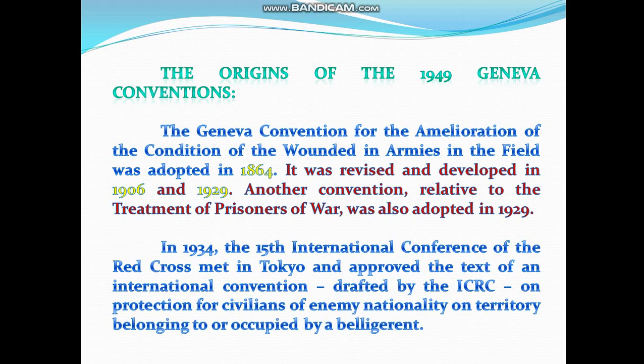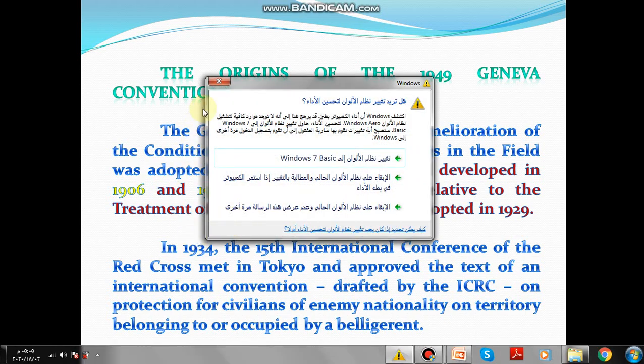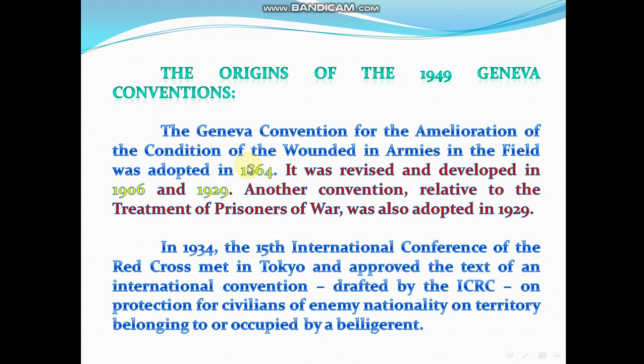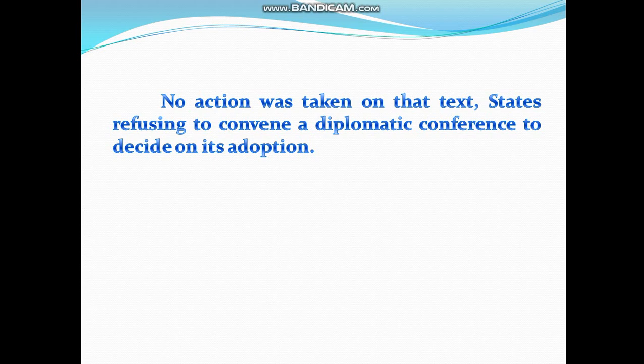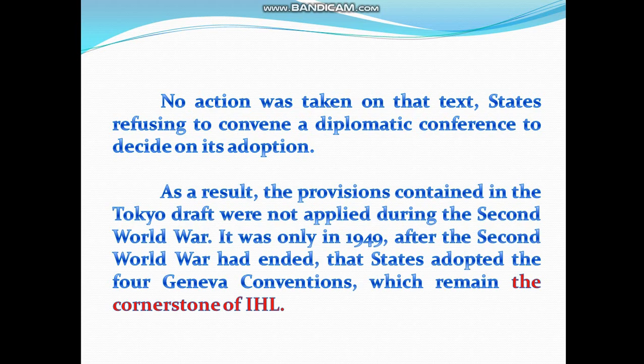Okay, in 1934, the International Conference of the Red Cross in Tokyo, the states in that conference approved a text of a new international convention regarding the protection of civilians when there is a conflict between two states, or in a case of belligerent occupation. But actually no action was taken on that text. States refused to convene a diplomatic conference to decide whether to adopt it or not, and the world war started at that time.